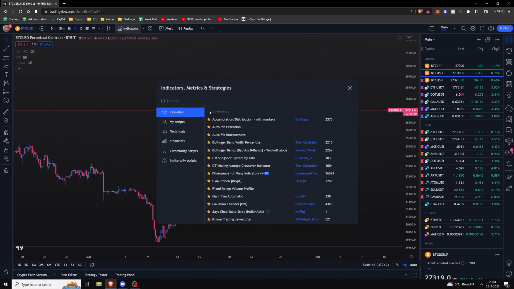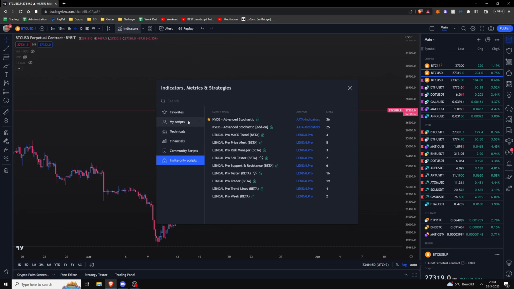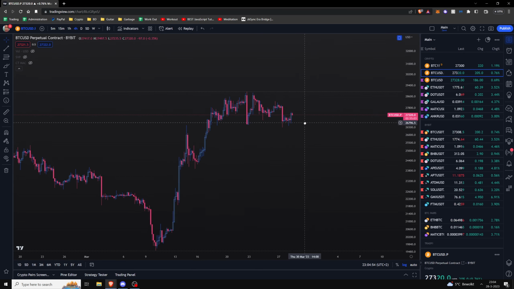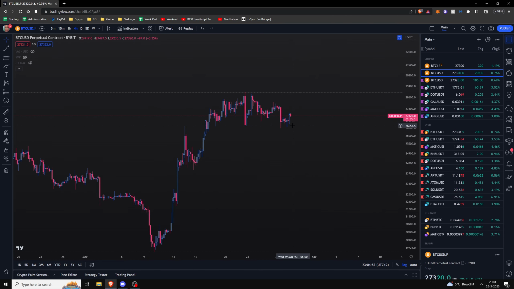And this gives us access to a big range of indicators that we can use in the future when we get around to those. So it's just good to be familiar with TradingView and to have that as your base charting tool.